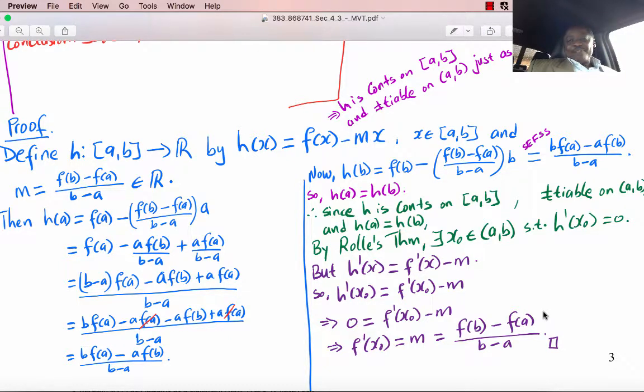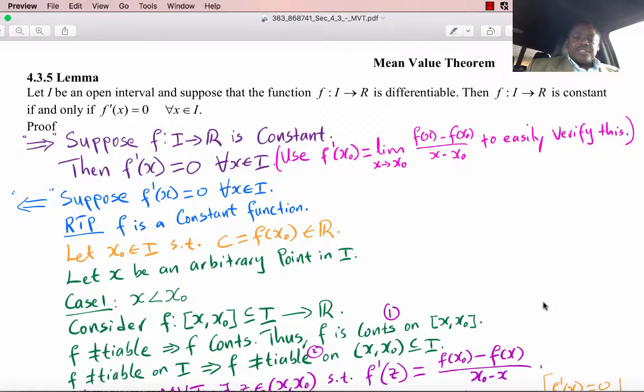That, my friend, is the mean value theorem, one of the most important geometrical results in calculus. Before we conclude all of this, there are a couple of other results we would like to see. So our second lemma for this section, lemma 4.3.5: let I be an open interval and suppose f is a function from I to R, and f is differentiable. Then we claim that f is a constant function if and only if the first derivative is 0 at every point x in I.